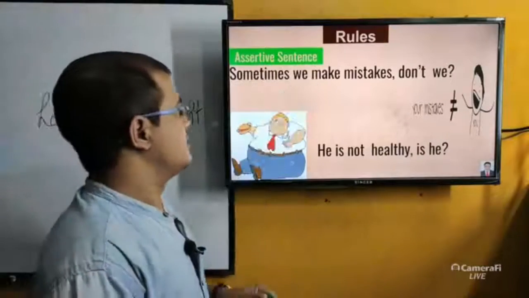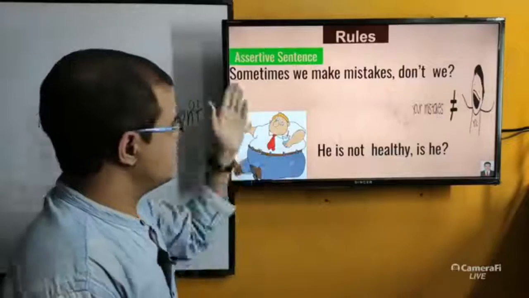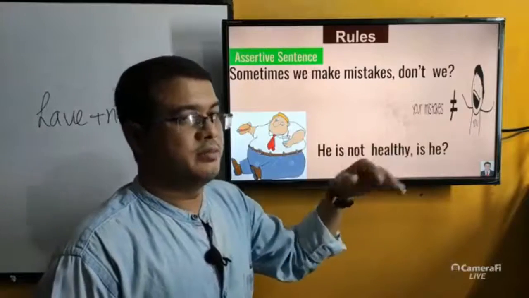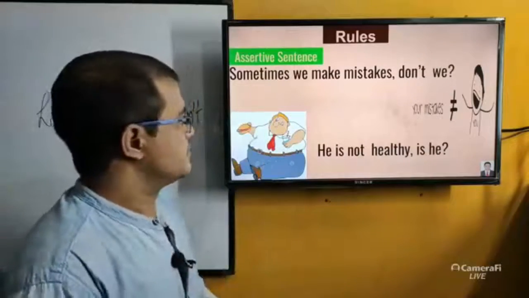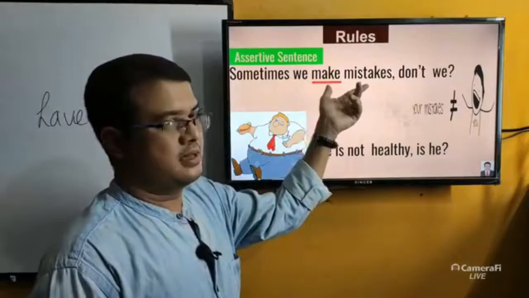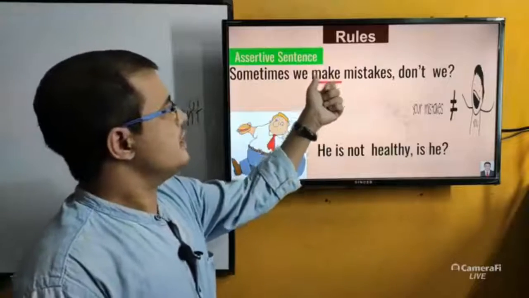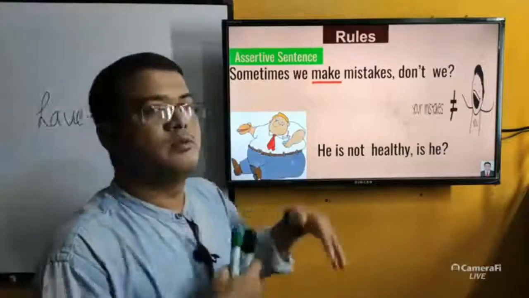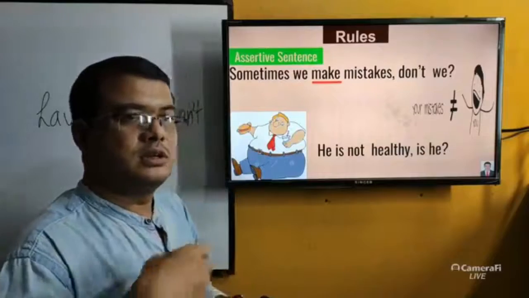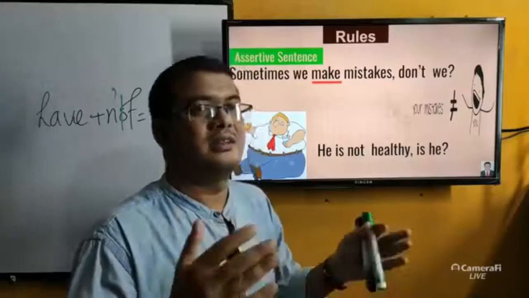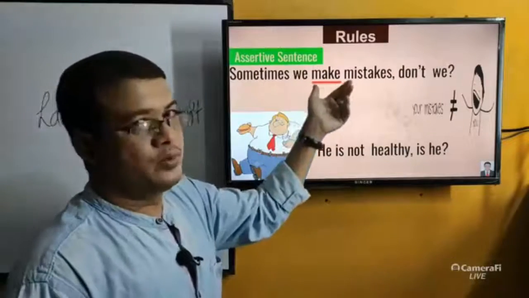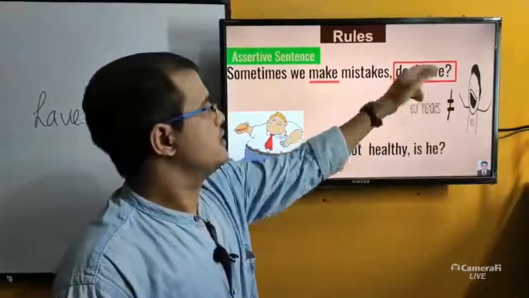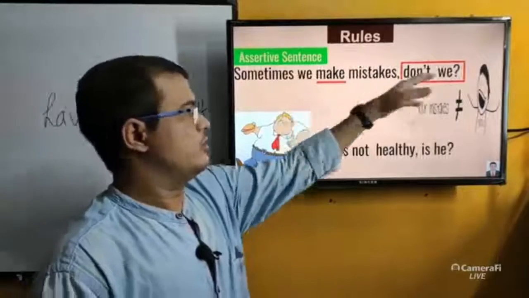Then we will learn the rules of assertive sentences. The first sentence you see, sometimes we make mistakes, is a present simple or we can say present indefinite, where the verb is may. Since this is positive, it will be negative. In present tense, whenever we use the negative form, we will use do not or does not, that is don't or doesn't. So here, since it's plural, it will be don't, and we have used this we because this is a pronoun. Since the subject is the pronoun we, we don't need to change it.